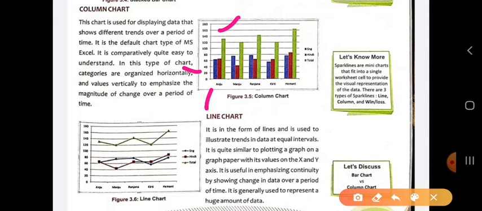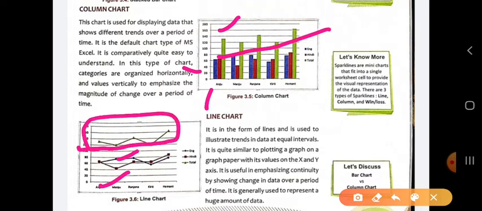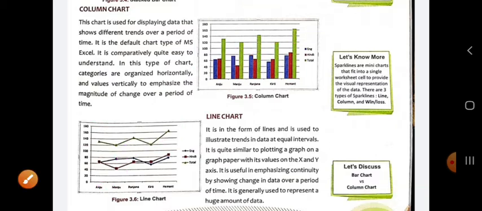And suppose I convert the same data into a line chart. Now you can see the brown one is here, the blue one is here, and the green one is at the top, because the green one is doing great. So, now, column chart is clear. Line chart.